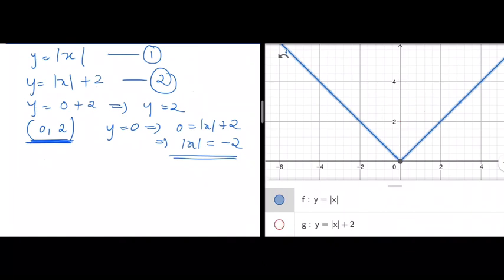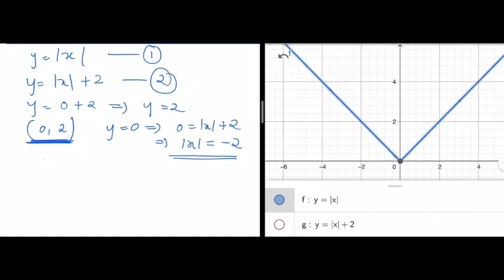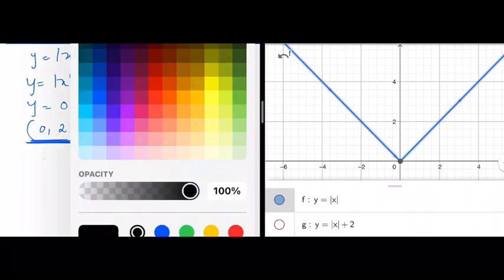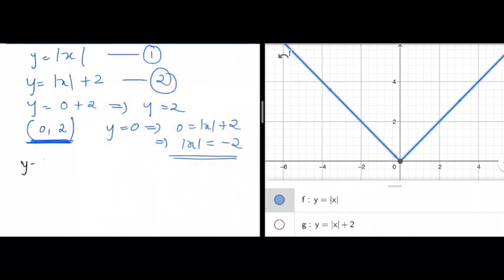Now let us plot the graph of y is equal to mod of x minus 2 and see what we get if we use the same concept. y is equal to mod of x minus 2. Now for the same value of x, my y value will be 2 less than the previous value. So we are expecting my graph to go below the main graph.